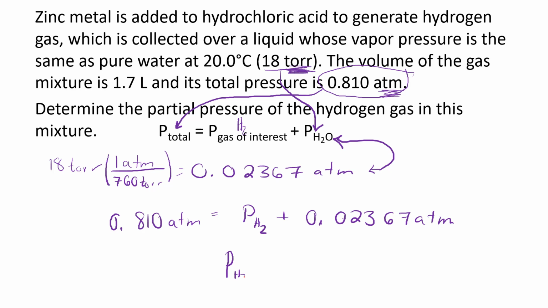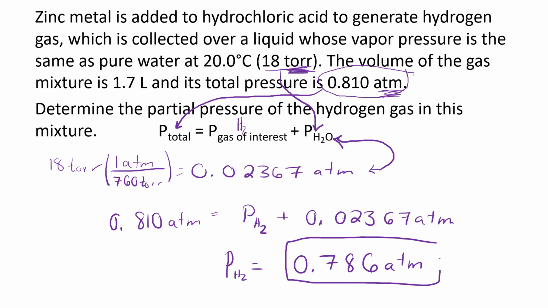pressure of your hydrogen equal to 0.786 atmospheres. And remember, your sig figs for adding and subtracting are based on place values or number of decimals. And so this is one way that we can do this calculation for collection of a gas over water. This is about as simple as it gets. So let's try another one that's much harder.